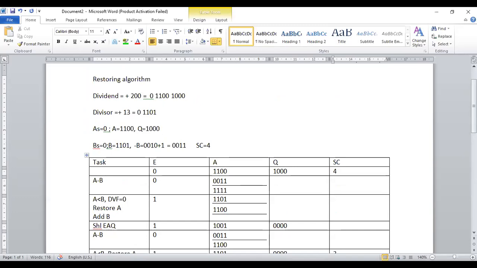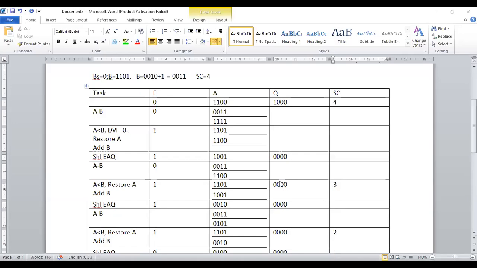200 by 13. 200 by 13, how much? 15 point something. So 15 should be the quotient. All ones we should get, but we got zeros. Minus 15. 15 into 13 is 195. It's minus 15. Minus 5. Okay, so 5 as remainder, all ones we should get.